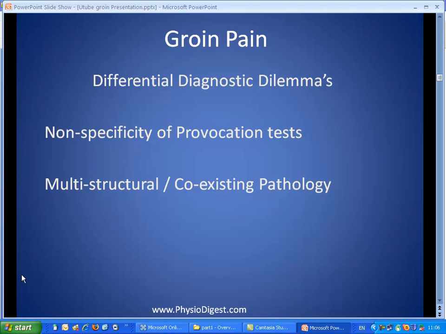In terms of the diagnostic dilemmas that we face, the main issues really centre around the non-specificity of provocation tests. So provocation tests where we use the hip as a lever, or stress the lumbar spine, or do active resisted tests on the musculature, stress multiple tissues simultaneously. So it is hard to be conclusive about positive results when we know that there are multiple tissues stressed simultaneously.